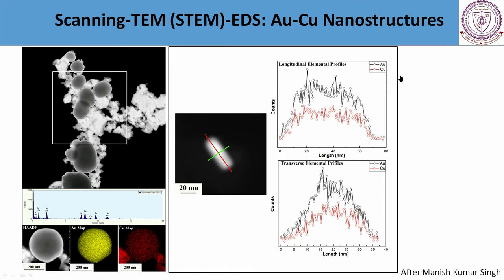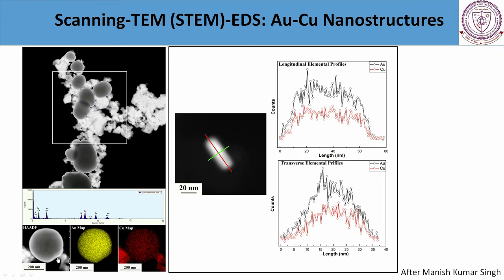As I have told you, even in the transmission electron microscope, if you have the STEM detector, then you will be able to see the image from the surface. The only beautiful part is that these images are going to be at a very, very fine length scale. So, for example, in the gold-copper nanostructures, you are able to see the microstructure, and each particle you can really see with the help of the HAADF detector.